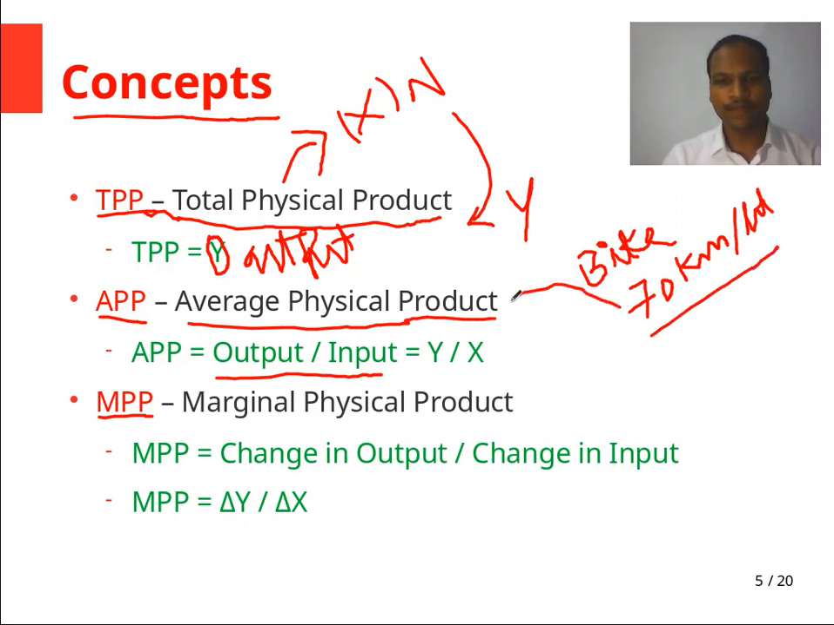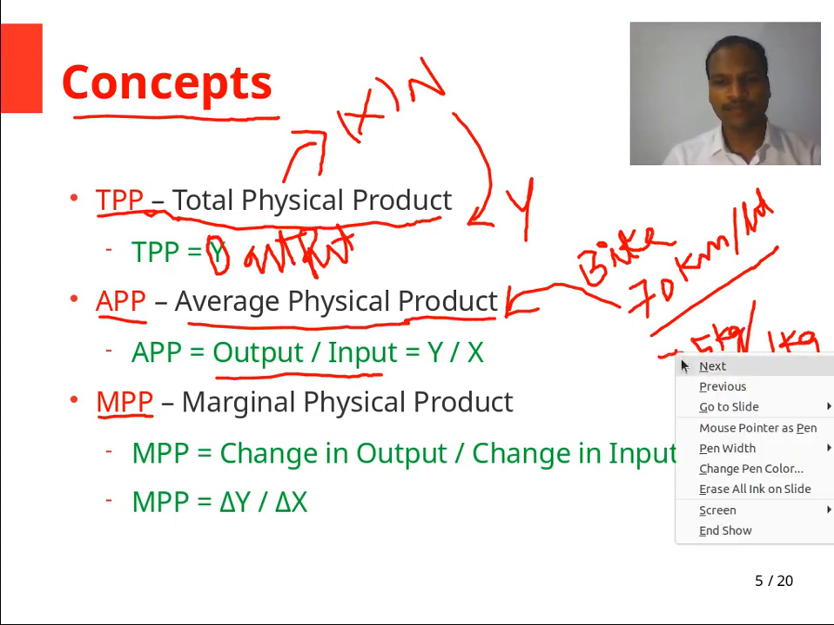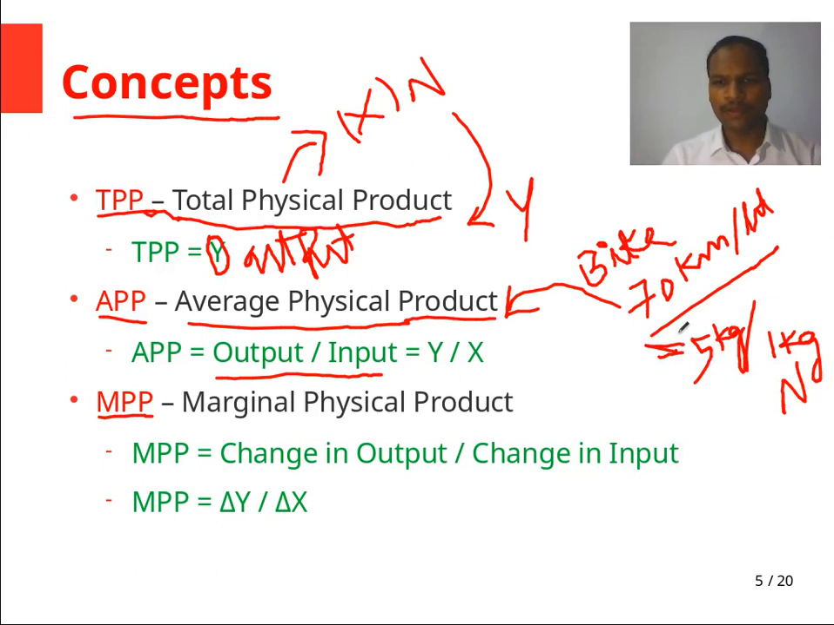Similarly, the average physical product also tells us that when we use 1 kg of nitrogen, how much paddy we are getting, how much average paddy we are getting. So it is 5 kg. Let's say an example of 5 kg. So this is average physical product. So how much average we are getting for using this input.